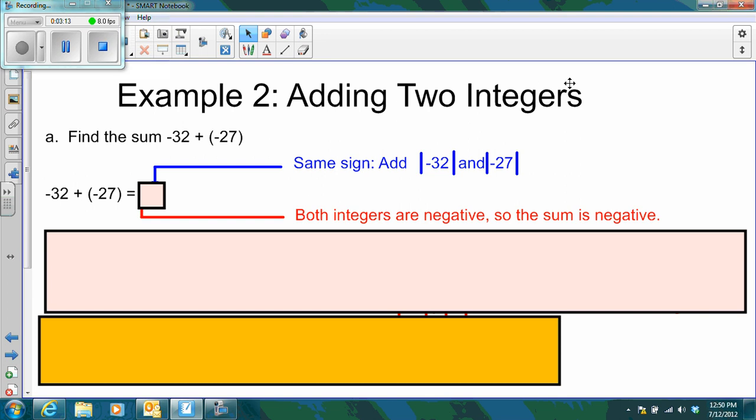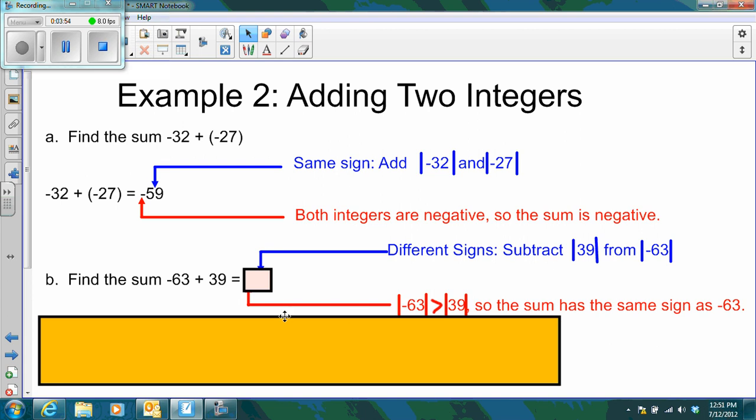So now let's try it without using the number line. Example 2 is using our knowledge of the rules to add 2 integers. If we had negative 32 plus negative 27, since they have the same sign, they're both negative, we're going to add 32 plus 27. The absolute values are 32 and 27, and that's going to be our integer. And since they're both negative, the sum is also going to be negative, so we keep the negative sign. So negative 32 plus negative 27 equals negative 59.